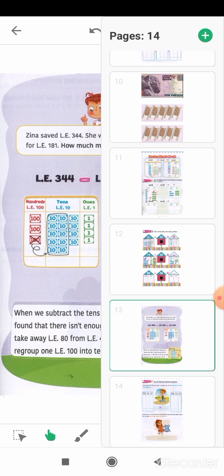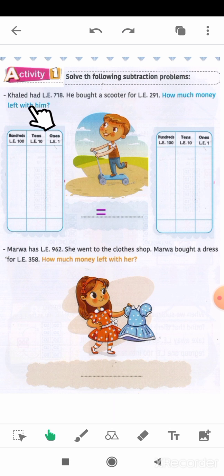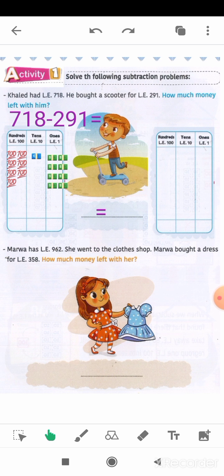Word problem. Khalid had 718 pounds. He bought a scooter for 291. How much money is left with him? I will solve the problem with the decompose method. So we have 700, 1 ten and 8 ones. I will take 1 from 8.